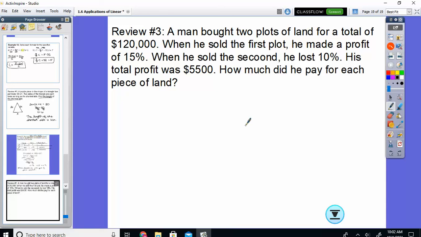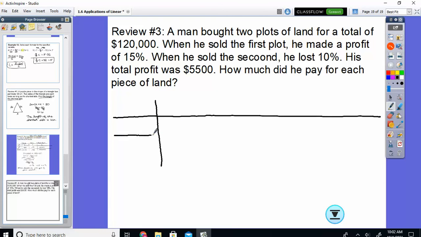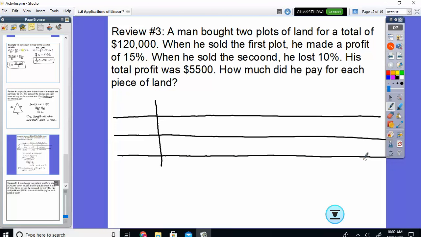So what do we do when we have lots of information like this? Now I'm not talking about concentrations here. What's my formula? Principal times rate times time equals interest. You need a column for each of those things. So we have a column for principal, one for rate, one for time, one for interest.